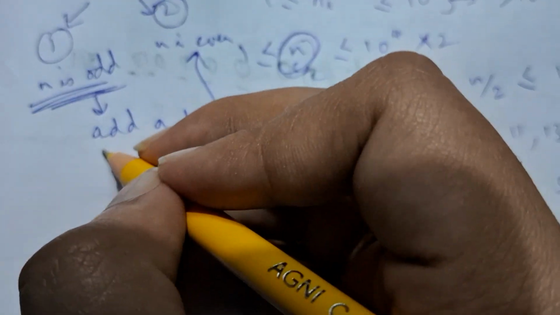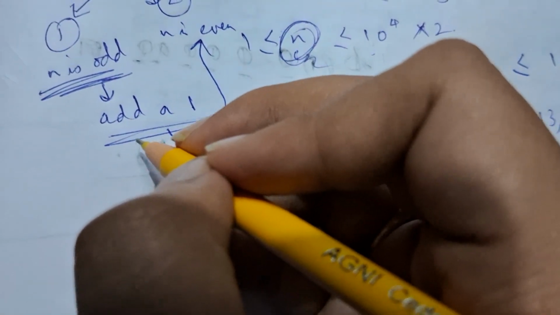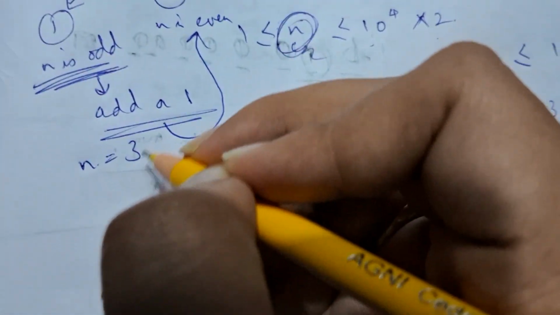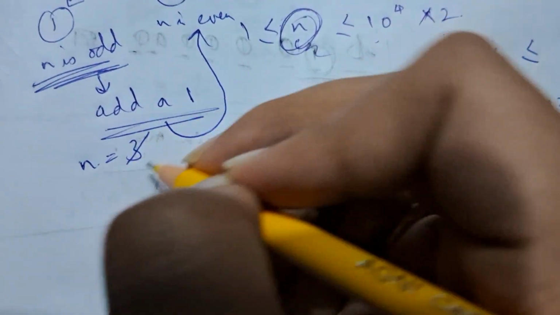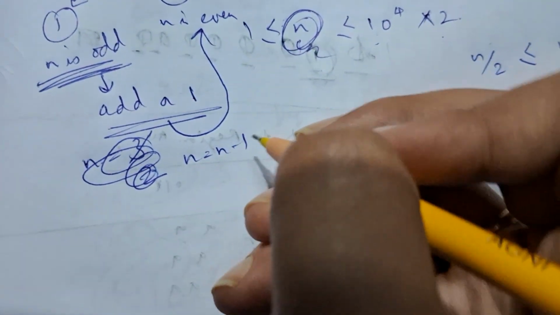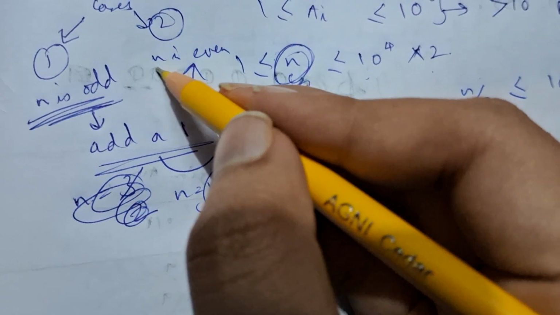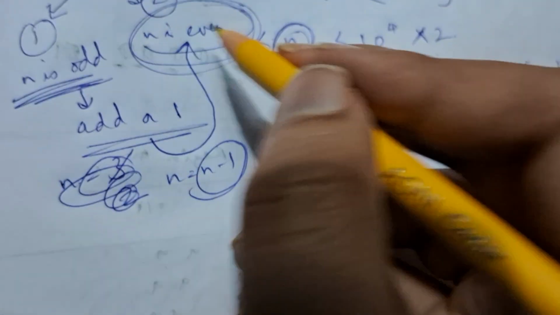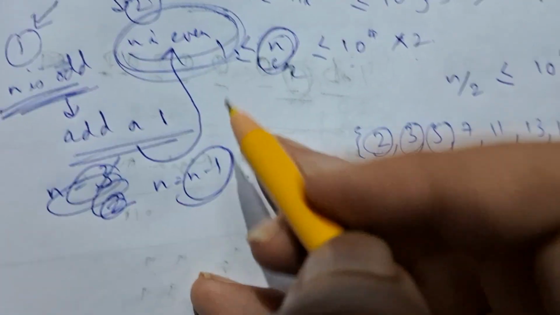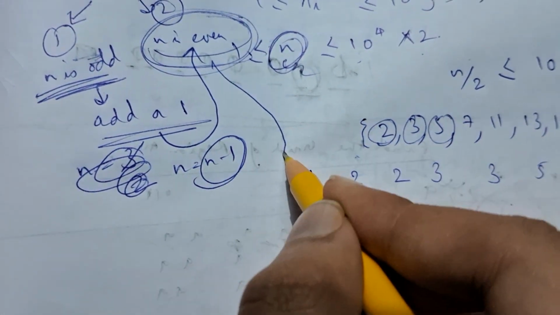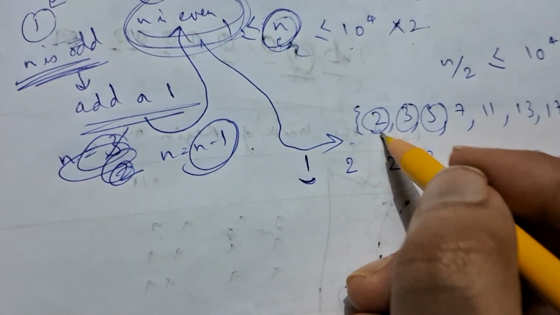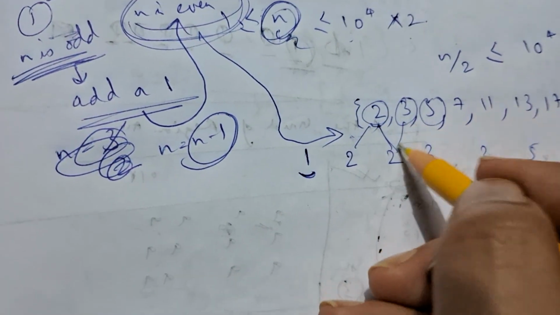That is, after you have added a 1, what is the value of n now? Let's say n was initially 3, so now you have added a 1, and you need 2 more elements, right? So the value of n becomes n minus 1, and n minus 1 is now even. So now comes the n is even part. And if n is already even, you can skip the previous part. So for this, as I told you, make a prime array and print every element twice.